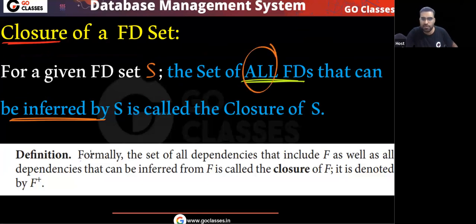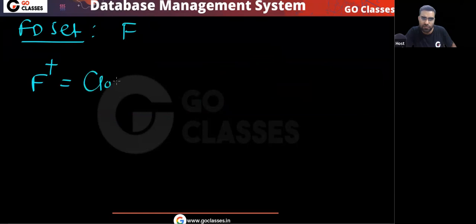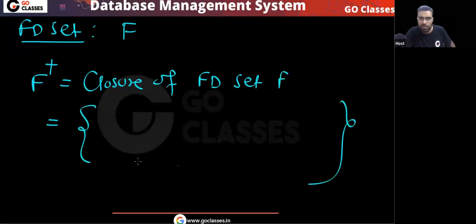Is this understood? Please tell me. So remember, if you have an FD set F, then what is F closure? This is your closure of FD set F. Tell me what this will be. This will be the set of all the FDs which you can derive from F.